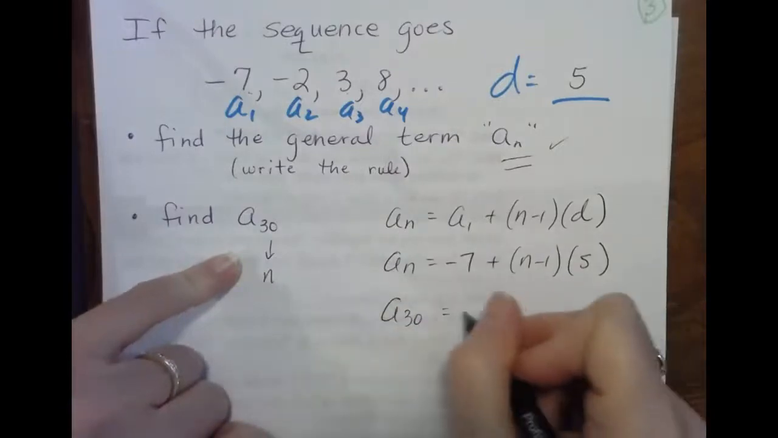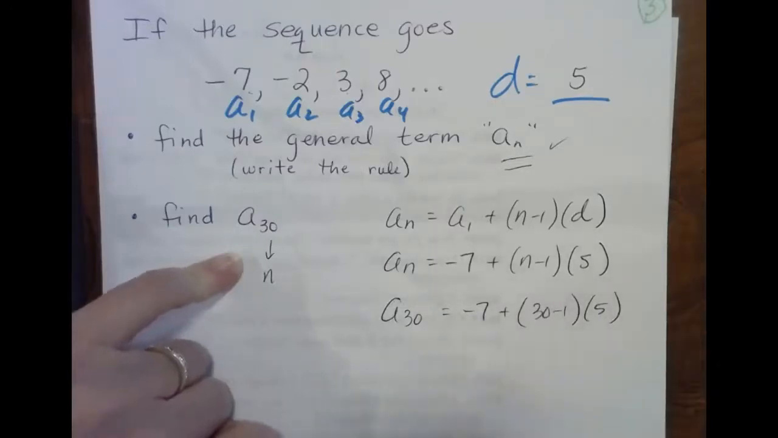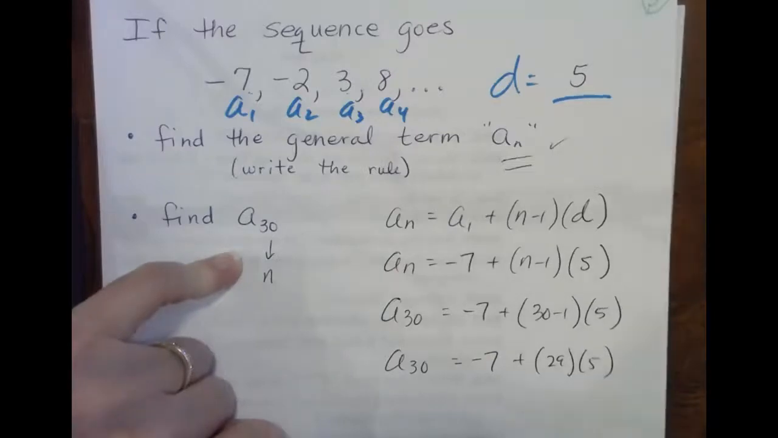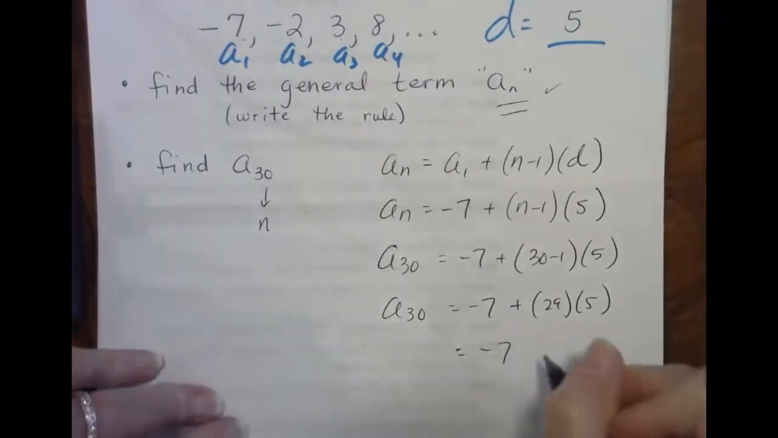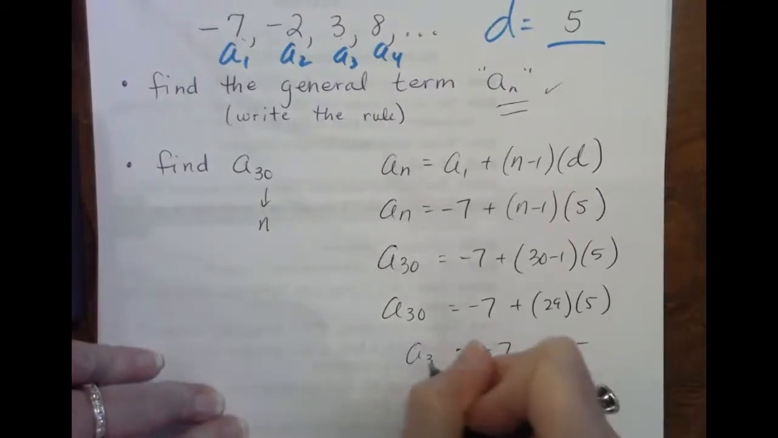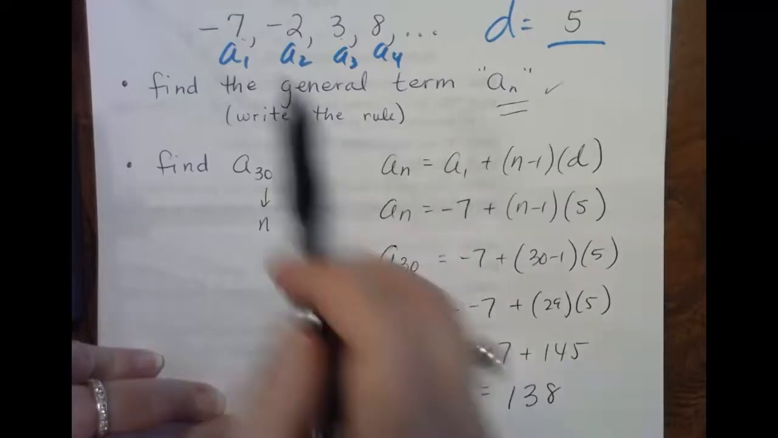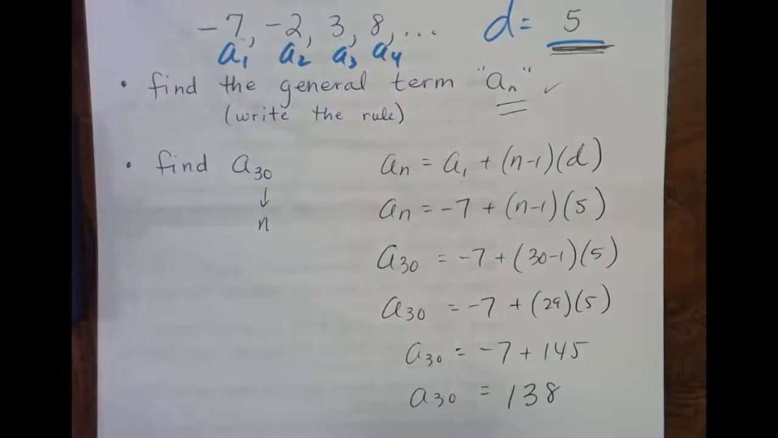A sub 30 equals negative 7 plus 30 minus 1 times 5. A sub 30 equals negative 7 plus 29 times 5. 29 times 5 is 30 times 5 minus 5, so that's 145. Negative 7 plus 145, a sub 30 is positive 138, which makes sense because our sequence is getting bigger by 5 every single step of the way.